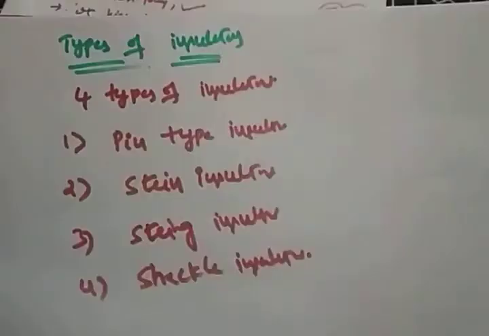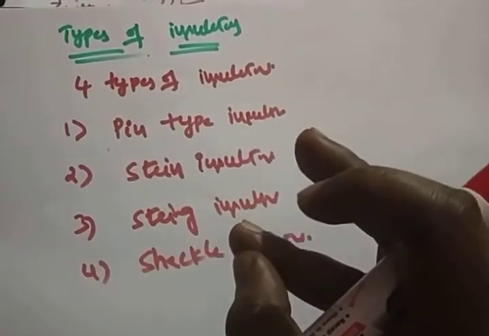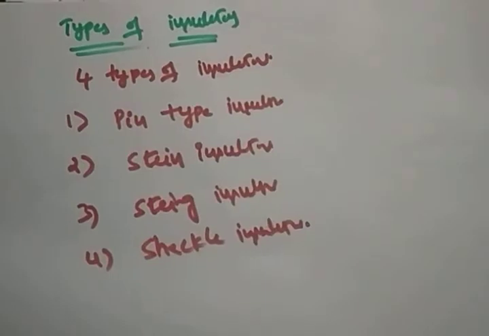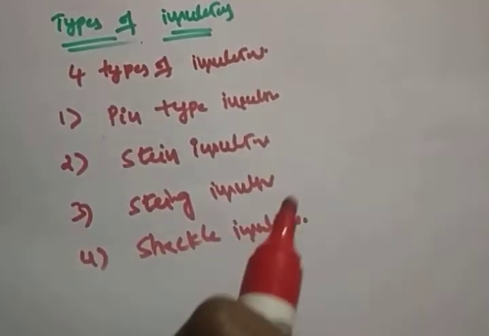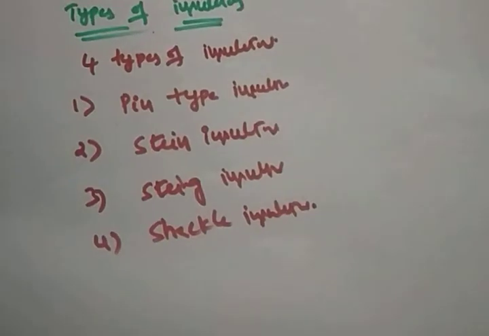And the different types of insulators: pin type insulators, strain insulators, string insulators and shackle insulators. In the next class, we will cover all these insulator types with neat sketches and explanations. Thank you very much.